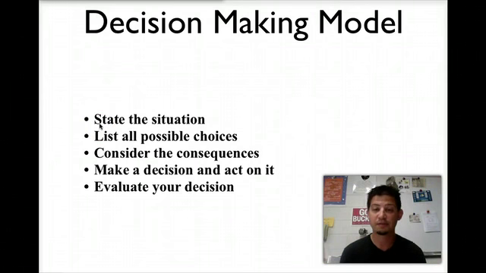Alright, what's the problem? Well, for example, you're in the lunchroom. One friend wants to sit at one table, another friend wants to sit at another table. Where do you go? How do you decide? What friend do I want to sit with?